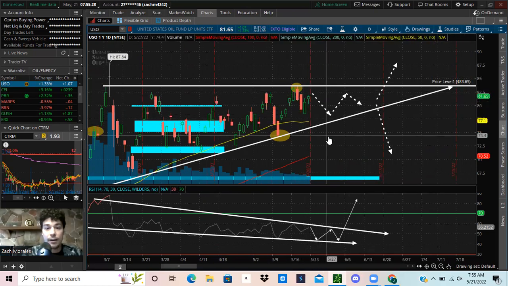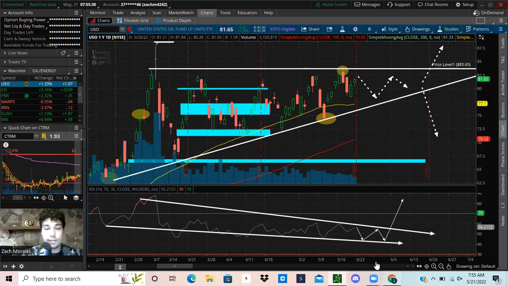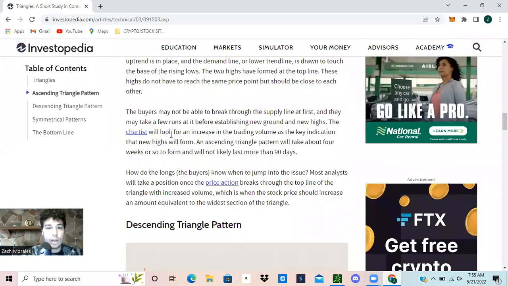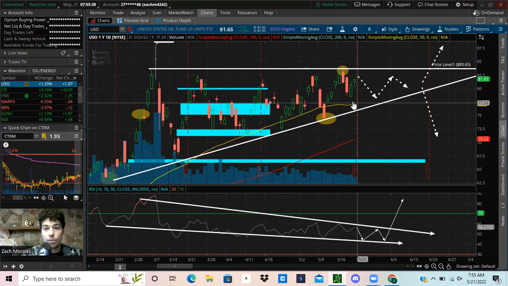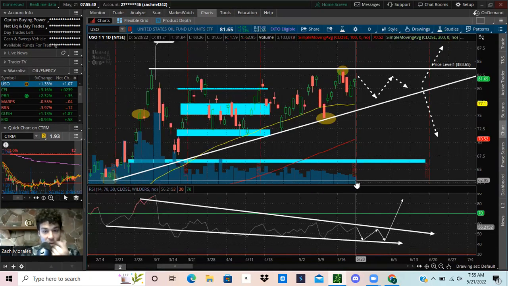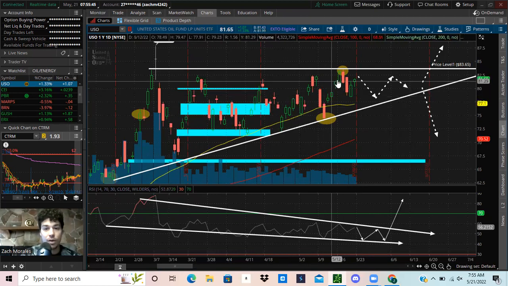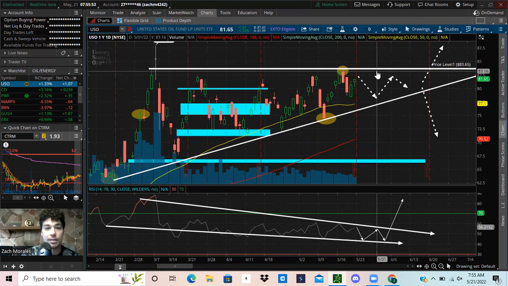And volume, if we go back to here, the chartist will look for an increase in the trading volume as the key indication that new highs will form. So this is our volume here. We can see volume has been dying down. The price has been going up a little bit, but volume has been dying down. We're really going to need to see volume explode and get higher and push us past this level here to really make those new highs.